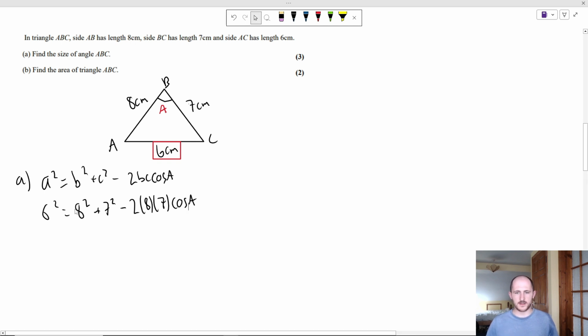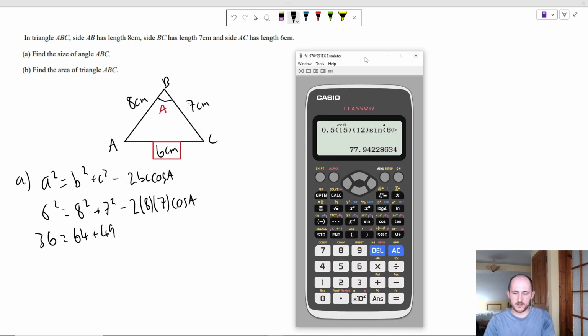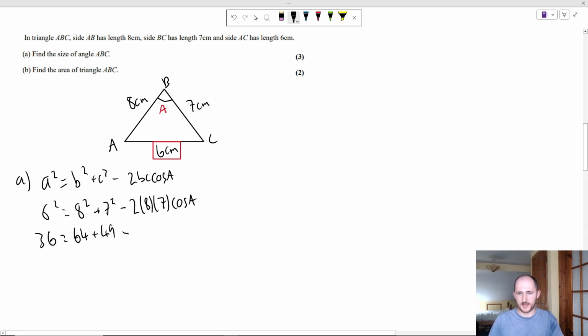And all you can do is work all this out. So 6 squared is of course 36. I was about to use a calculator. That was embarrassing. 64.49. And then just because I can't be bothered to work that out, 2 times 8 times 7 gives me 112 cos A.